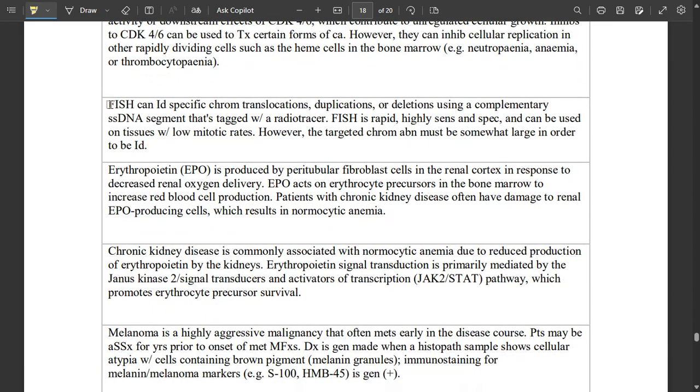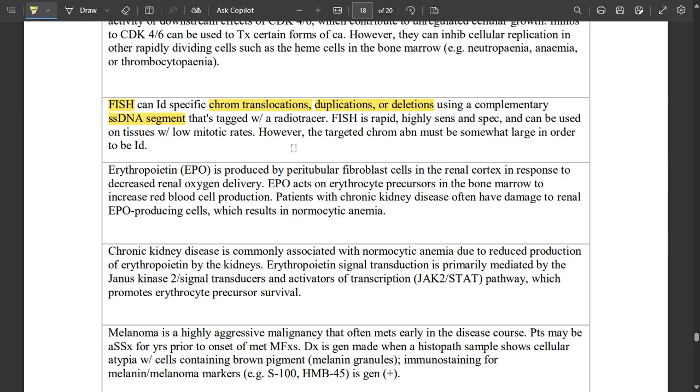Okay, so FISH, fluorescent in situ hybridization. FISH can identify specific chromosome translocations, like 8;12, 8;14, 12;15, 17, all sorts of chromosome translocations. Duplications and deletions can also be identified using a complementary ssDNA segment that's tagged with a radio tracer.